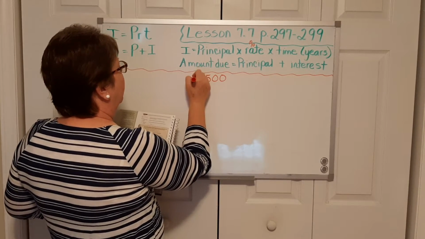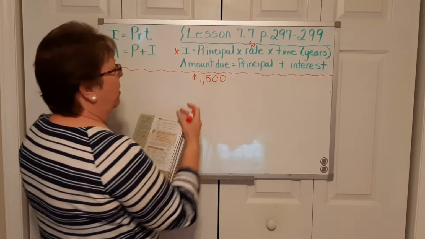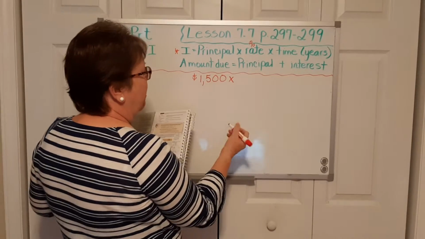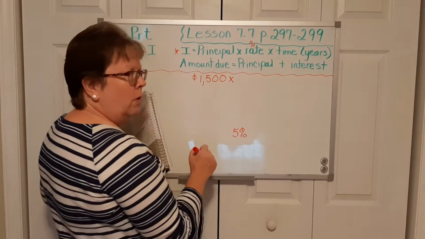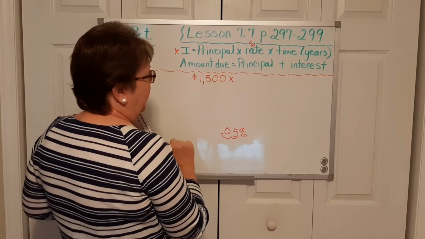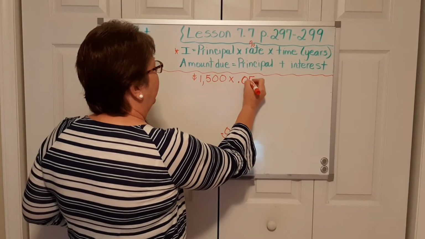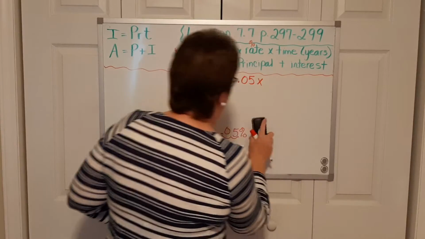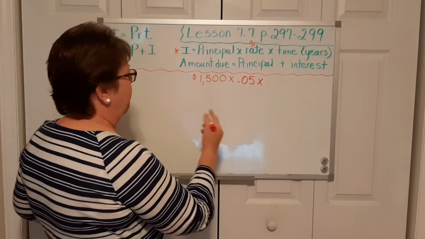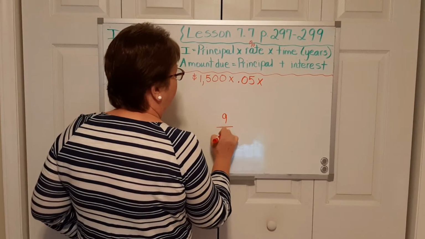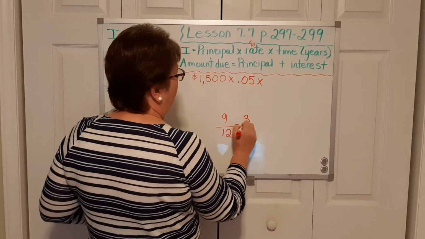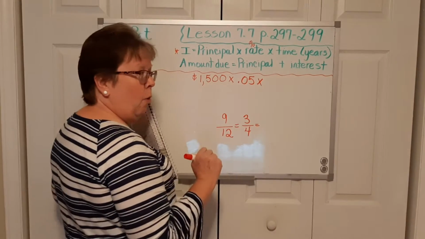$1,500. This is for that top formula, the principal is $1,500, and it's at 5%, so times, and remember 5%, 5 is a whole number, isn't it? So it's like your decimal place is here, so you have to move it 2 places to the left to make it a decimal, so it's 0.05. So 0.05 times, and then the time has to be in years, but this says it was only 9 months. So it's 9 out of 12 months. Okay, and then we've got to reduce that. That reduces to 3/4.